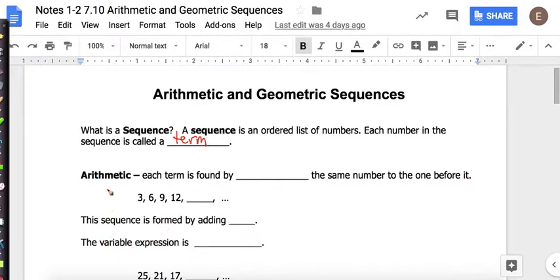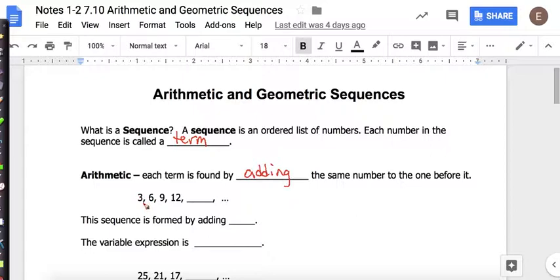Now there's two types of sequences that we're going to talk about here. Arithmetic is the first one, and each term is found by adding the same number to the one before it. An easy way to remember it is adding starts with the letter A, and so does arithmetic. Now remember, we can add positive or we can add negative numbers.